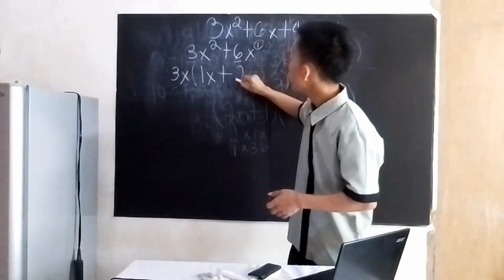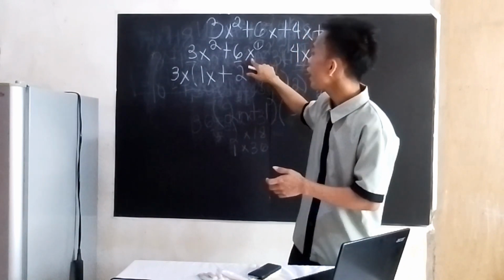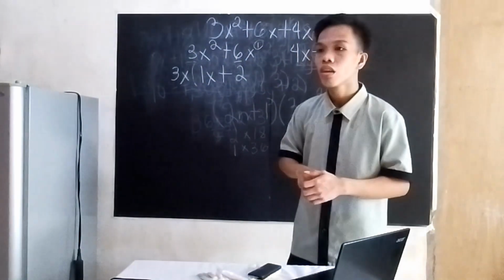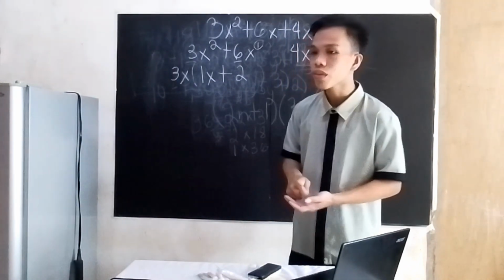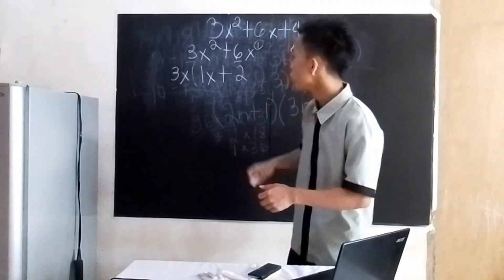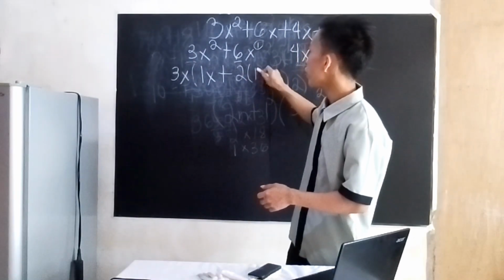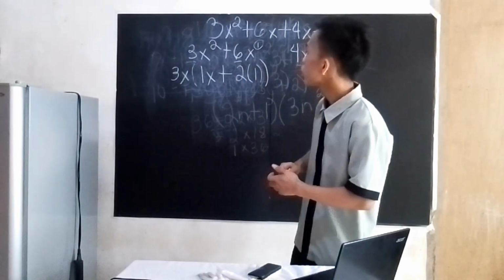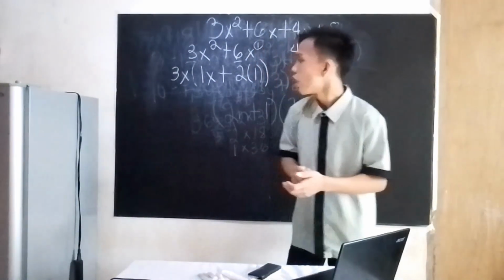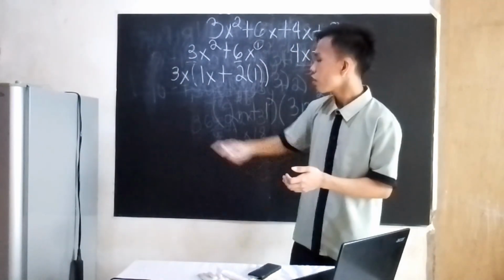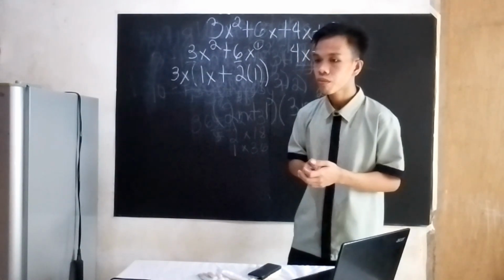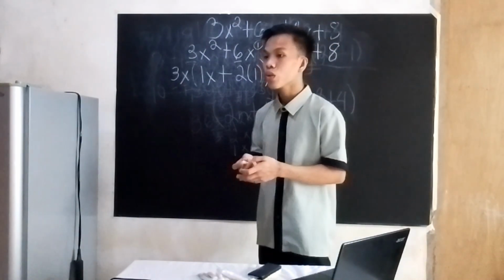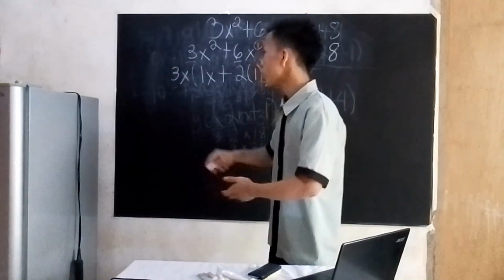That's right. So that will be 2. Next, what is x over x? So any number divided by itself, the result is 1. So that will be 2 multiplied by 1. Then, is this equation in simplified form? Not yet. So we are going to simplify it.